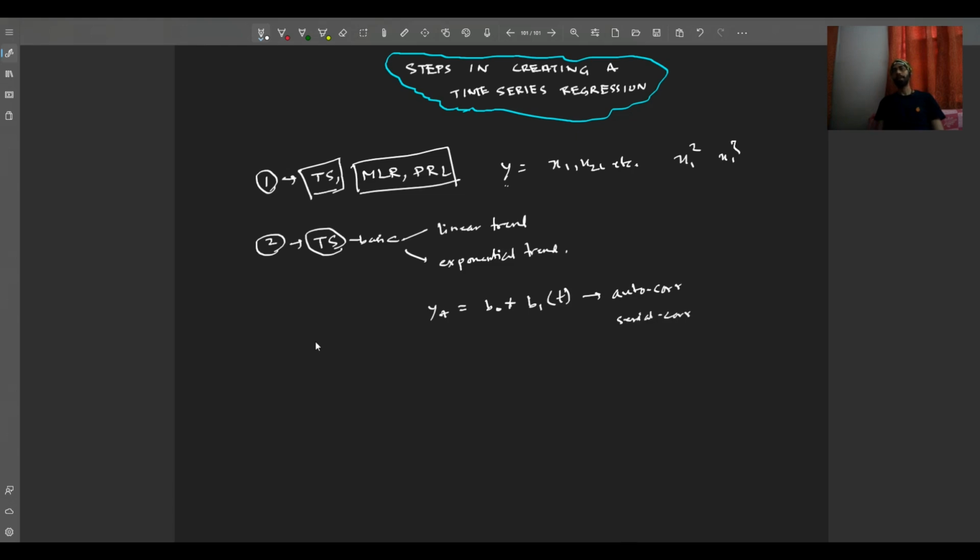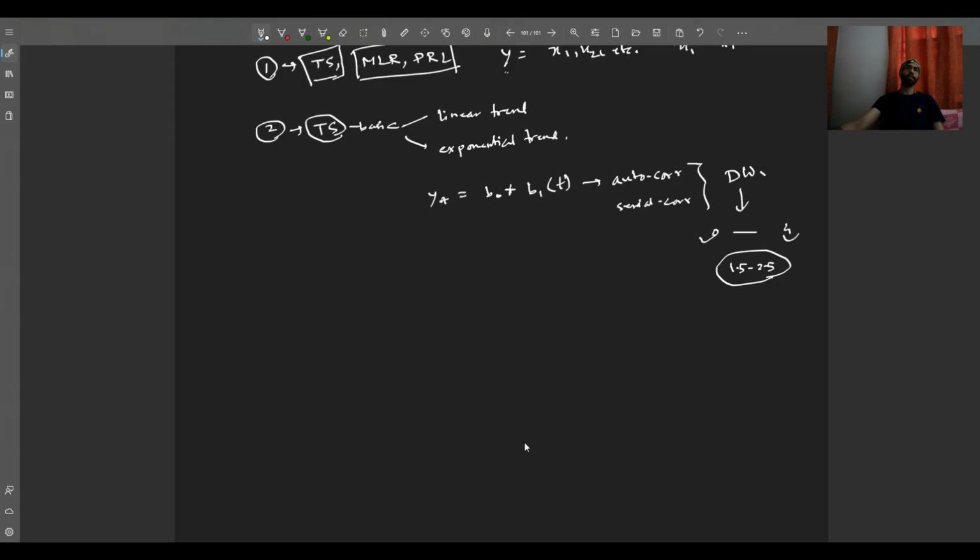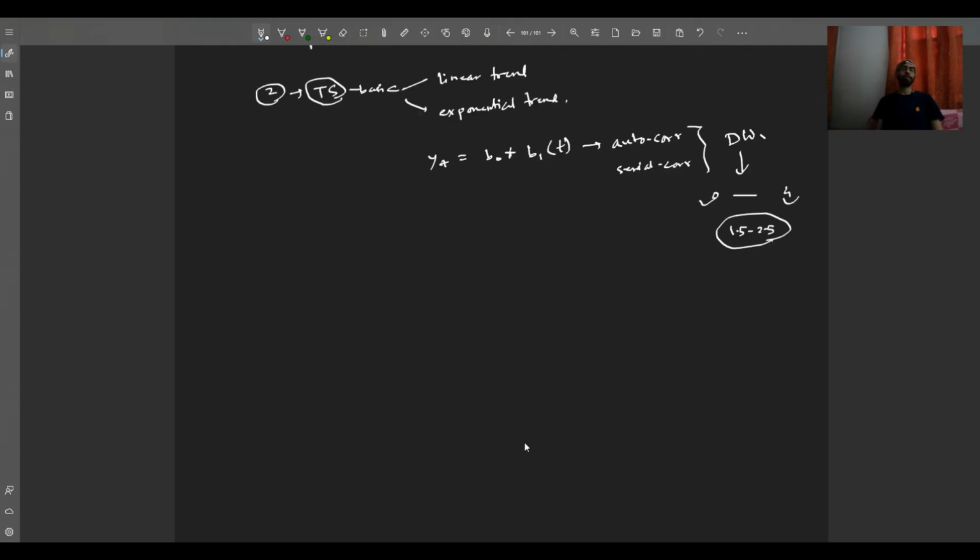How do you do that? You do that through something called the Durbin-Watson test. Now the value of Durbin-Watson ranges between 0 and 4, right? The safe zone is somewhere around 1.5 to 2.5. If it is within this range, you can safely say that there is no such autocorrelation. But if it is closer to 0 or closer to 4, then there is either positive or negative serial correlation. In that case, you have to check for some other models, right?